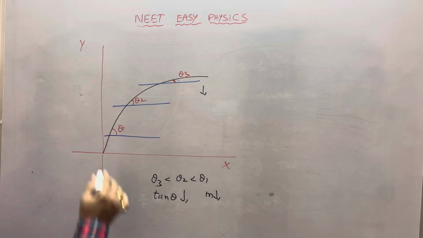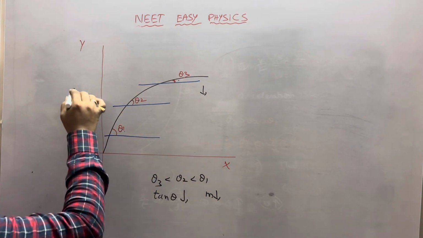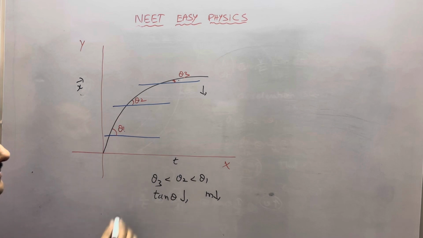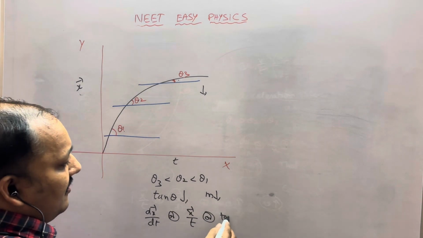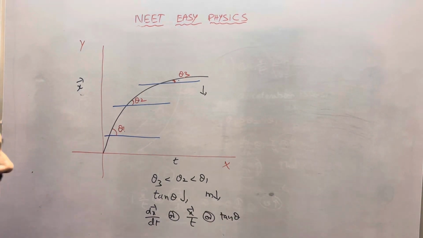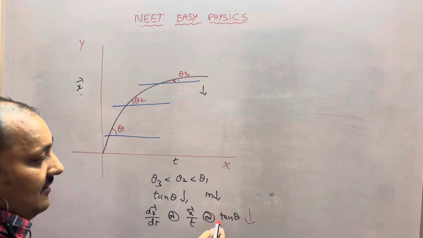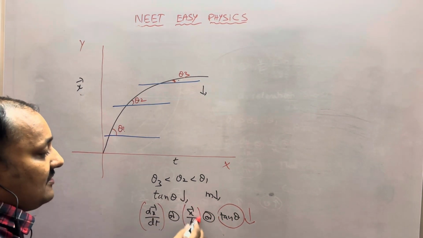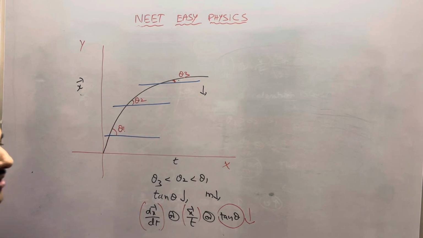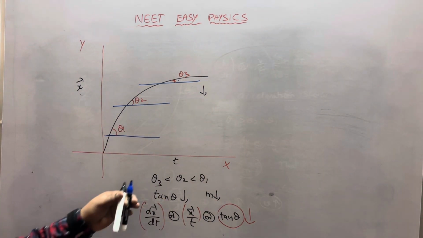Slope is decreasing means what the slope is going to give. Let us say again, displacement time, so dx by dt or x by t or tan theta. What happens for all these? Decreasing. We have to take tan theta, otherwise we have to take dx by dt or x by t. It will be coming according to the given problem. Okay, so that we will see later.